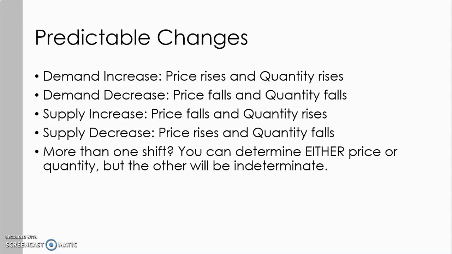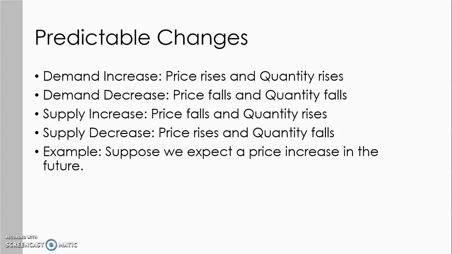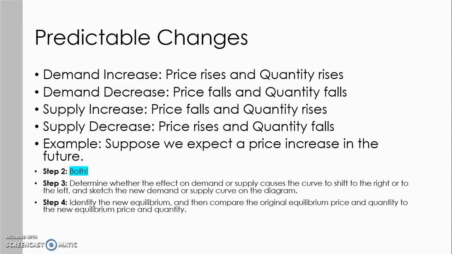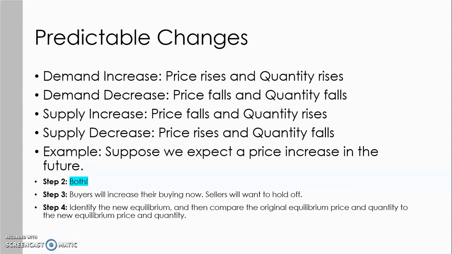What happens if there's more than one shift? Well, you're going to be able to determine one of the shifts, but not the other. Let's look at an example. Suppose we expect to see a price increase in the future. Well, if buyers expect prices to increase, they'll buy more today and less tomorrow. So that'll be an increase in demand. If sellers expect a price to increase in the future, sellers are going to decrease their supply. So we're going to see an increase in demand and a decrease in supply.